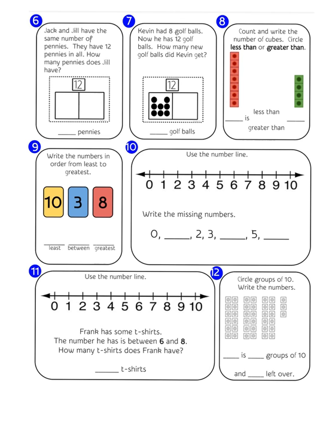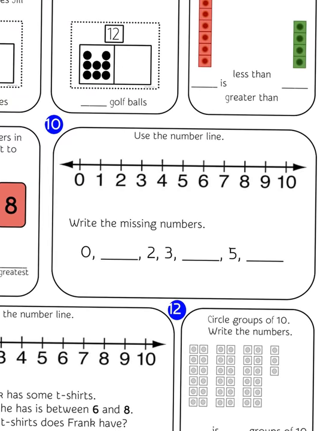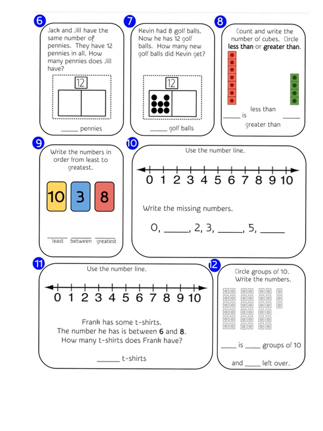Use the number line to help you. Write in the missing numbers. So you have 0, blank, 2, 3, blank, 5, blank. You need to put the correct numbers in the blanks. Pause your video when you're ready to start. You may press start again. We're on number 11.